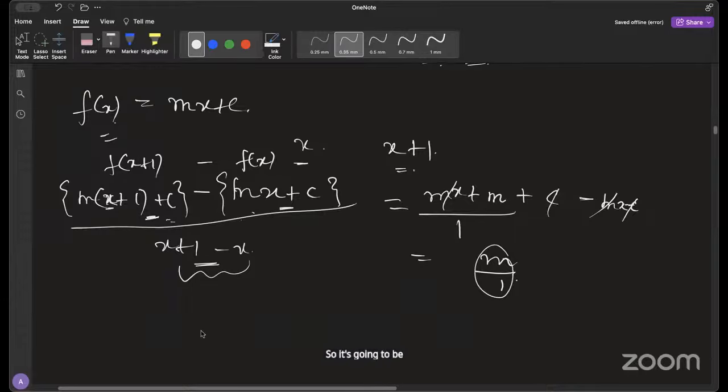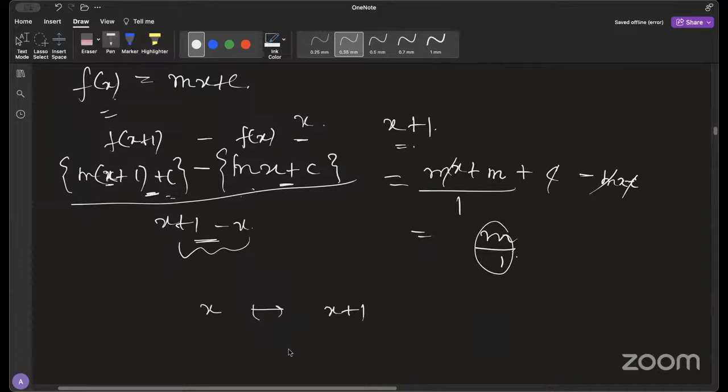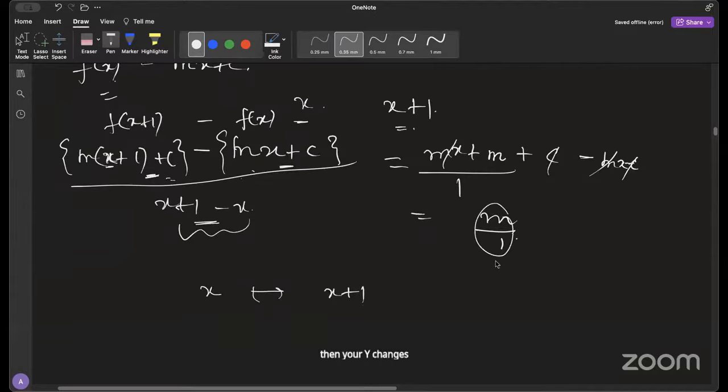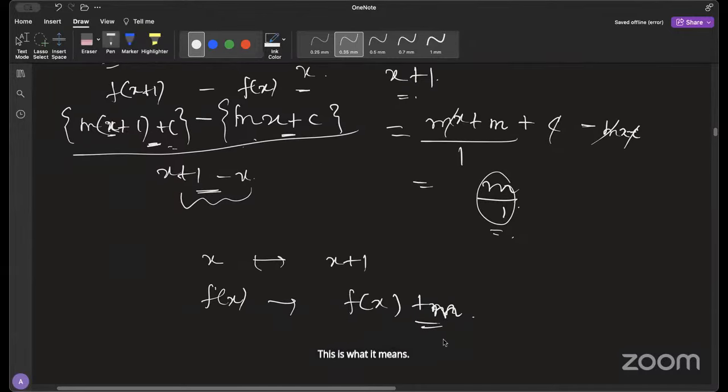So if you change x by 1 unit, then your y changes by m units, right? This is what it means. This is what slope means.